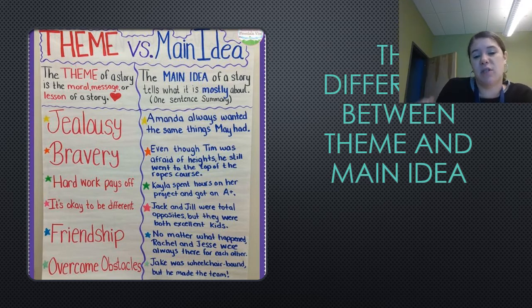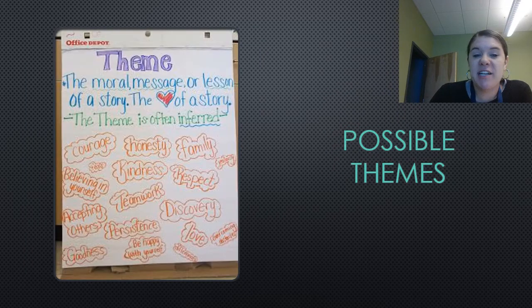of one specific story. Jack and Jill were totally opposite, but they were both excellent kids. It's okay to be different. These main ideas can connect to the theme, but notice how the theme is broad and applicable to a variety of different things, whereas a main idea is very story specific.